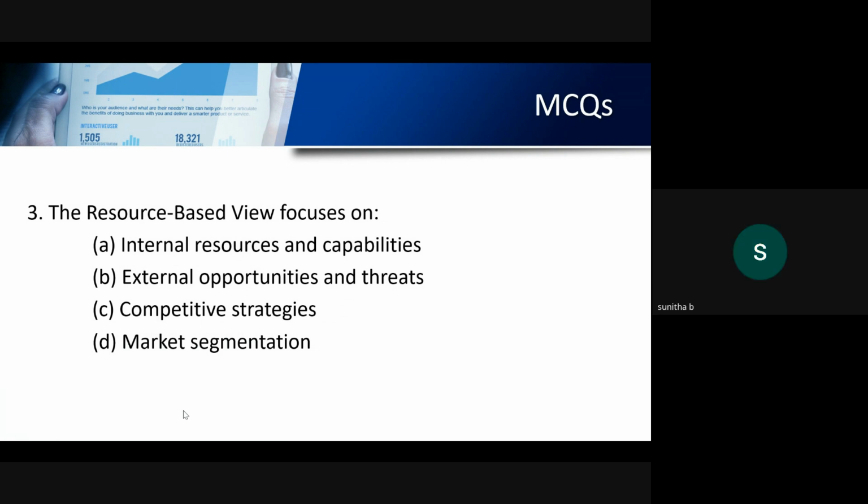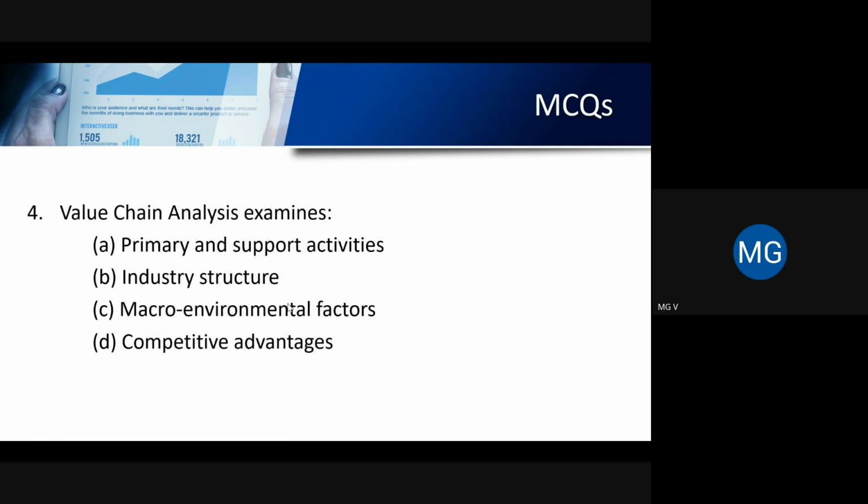Internal resources and internal capabilities. Very right. Thank you so much. This is what I again emphasize: try to find the clues. So the correct answer is A, that is internal resources and capabilities. Now, value chain analysis examines primary and support activities, industry structure, macro environmental factors, or competitive advantages. Yes, please. VCA.